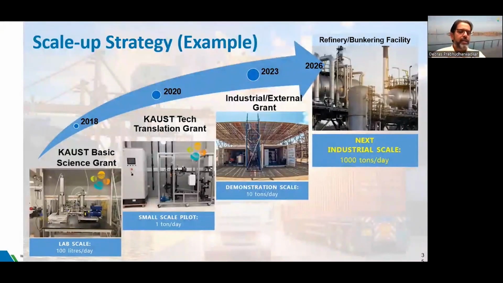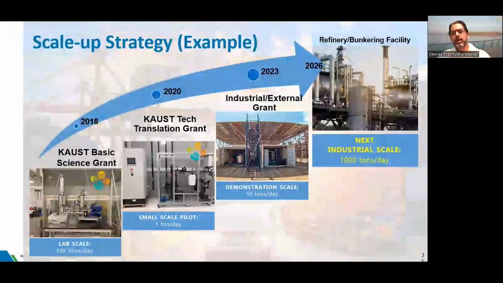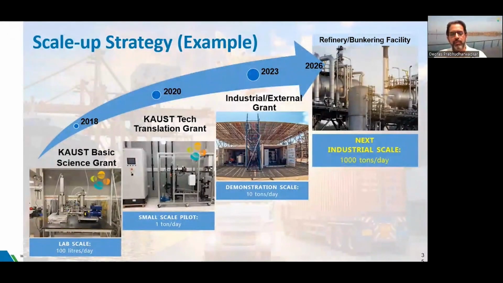Once that was validated, we then started going from a batch to a flow system. This is where the COWS technology translation grant came in handy. So we have different grants at COWS which actually help at different levels of TRL. So starting with the basic science grant, then going to the technology translation grant. We validated the system in a small skid at a 1 ton per day system, and then we built with the help of our industrial partners an external grant. We built the demonstration scale unit, which is the image that you saw a couple of slides ago. So this is the other view of that.